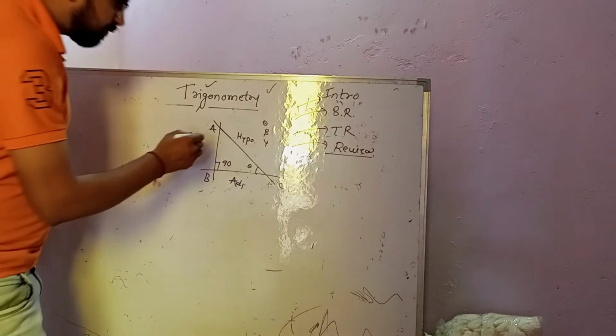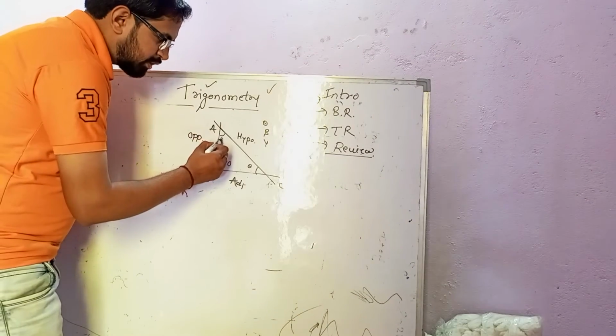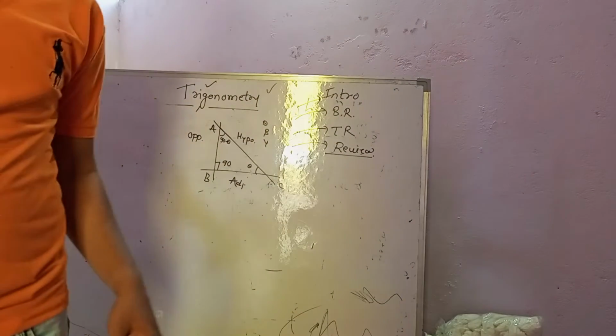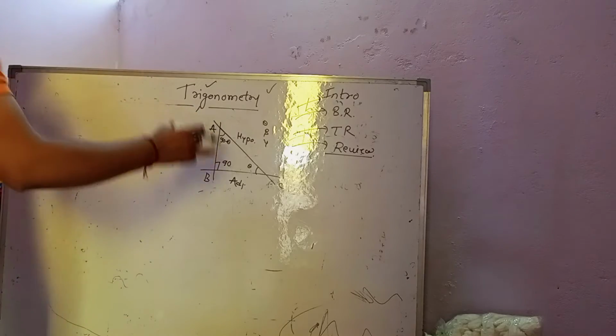What will be the value of this other angle? Surely this will be 90 minus theta. In this way you can measure all of this.